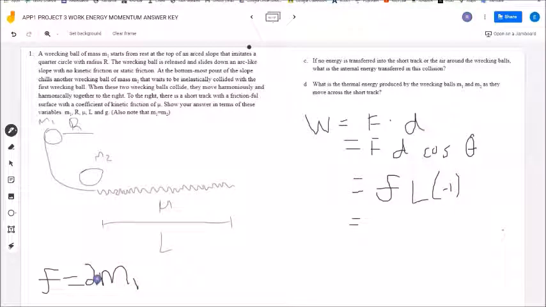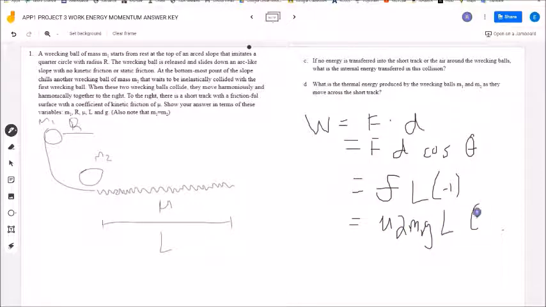So the normal force will be 2M1 times G, and the friction force is the normal force times the coefficient of friction, mu, right? So then plug it in here, we have mu 2M1G times L times -1. And then we get -2 mu mg L, yeah, okay.